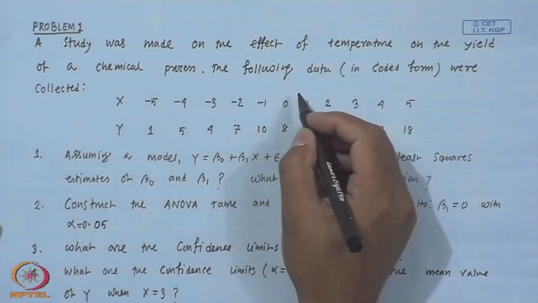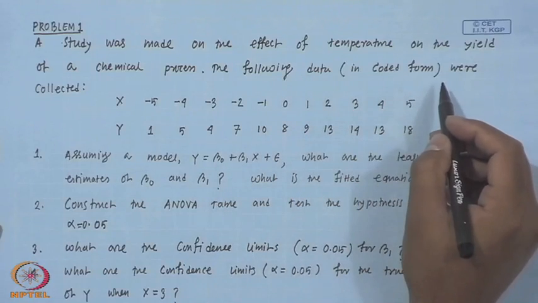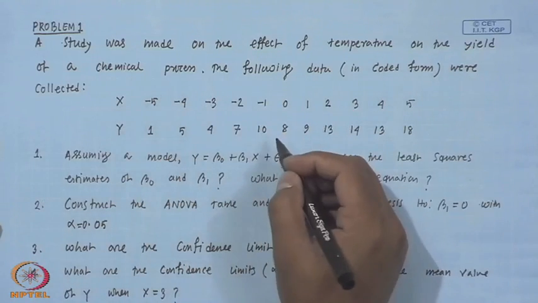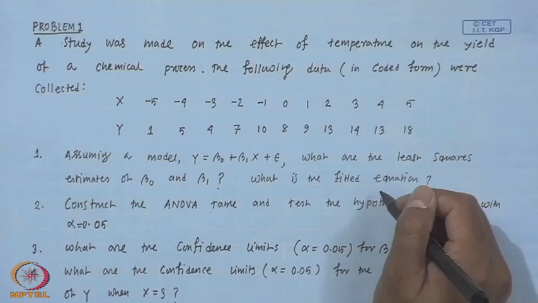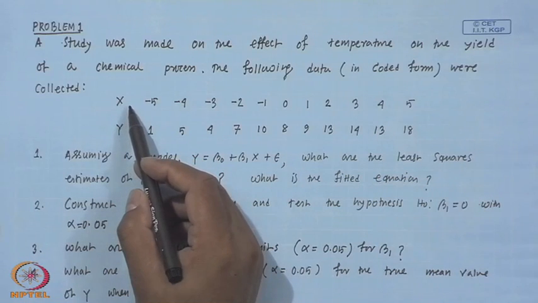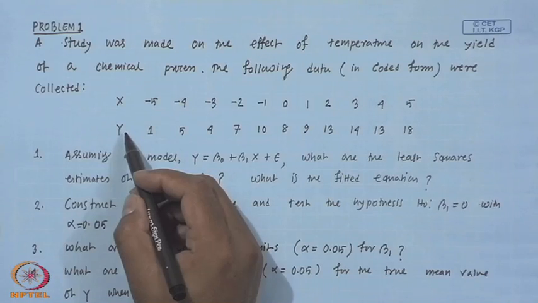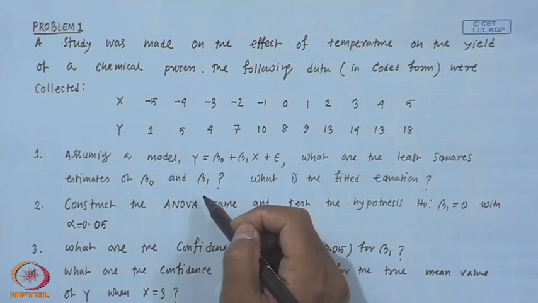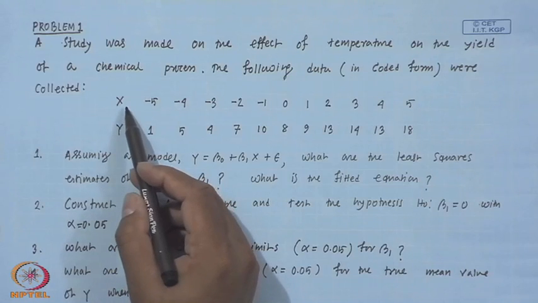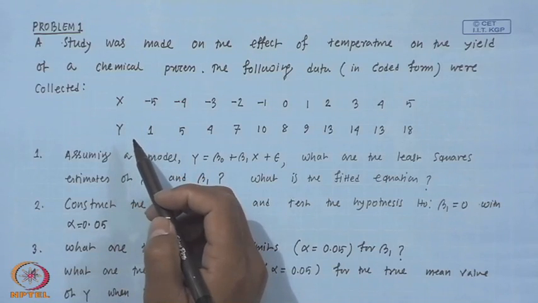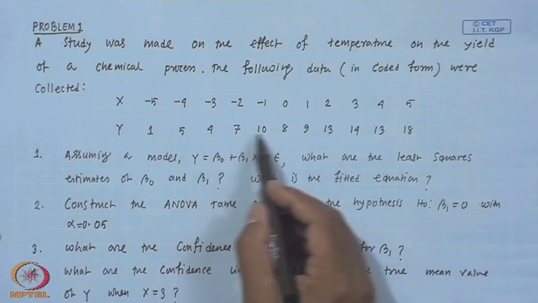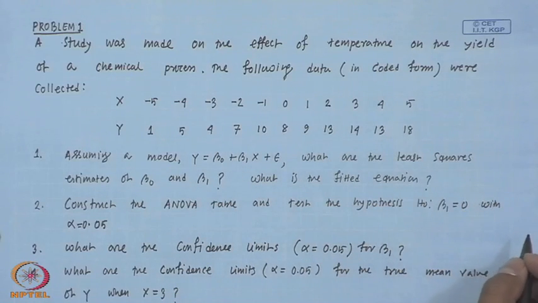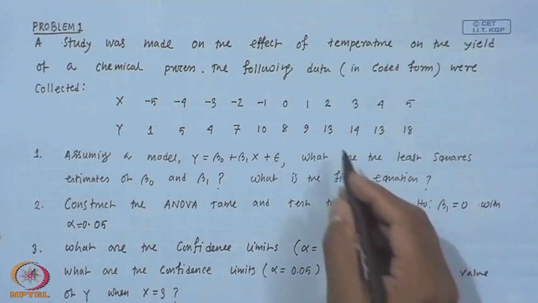A study was made on the effect of temperature on the yield of a chemical process. The following data were collected in a coded form. So, x stands for the temperature and y is the yield of a chemical process. So, y is the response variable and x is a regressor variable, and we want to fit a simple linear regression model here. So, we are given 11 observations here.